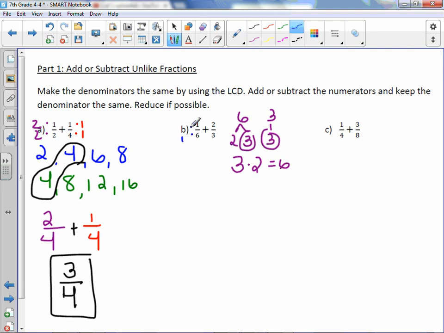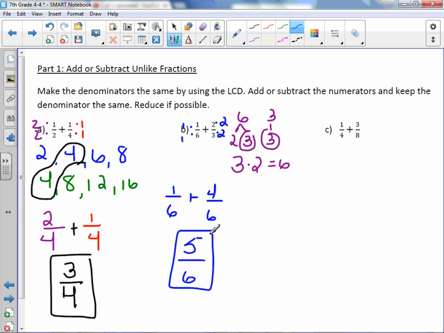So this one I don't have to change since it's already 6. I'm really multiplying by 1, 1/6 plus. To make the 3 a 6, I need to multiply by 2. So this would be 4/6. They are both positive. Add them up, and we get 5/6, which is reduced.